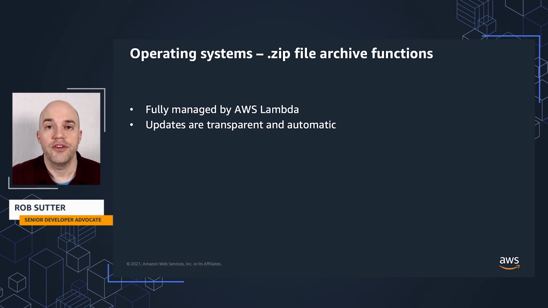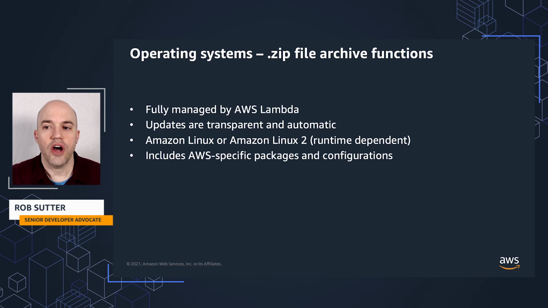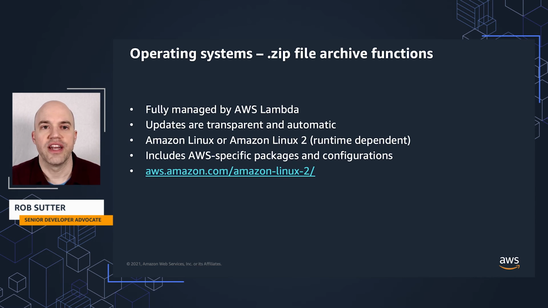In practice, the underlying operating system is either Amazon Linux or Amazon Linux 2, depending on the specific runtime that you choose to deploy. These underlying images also include additional AWS-specific packages and configurations that are most frequently needed when running workloads on AWS, so that you don't need to package or install them yourself. For more information on Amazon Linux, please see aws.amazon.com/amazon-linux-2.